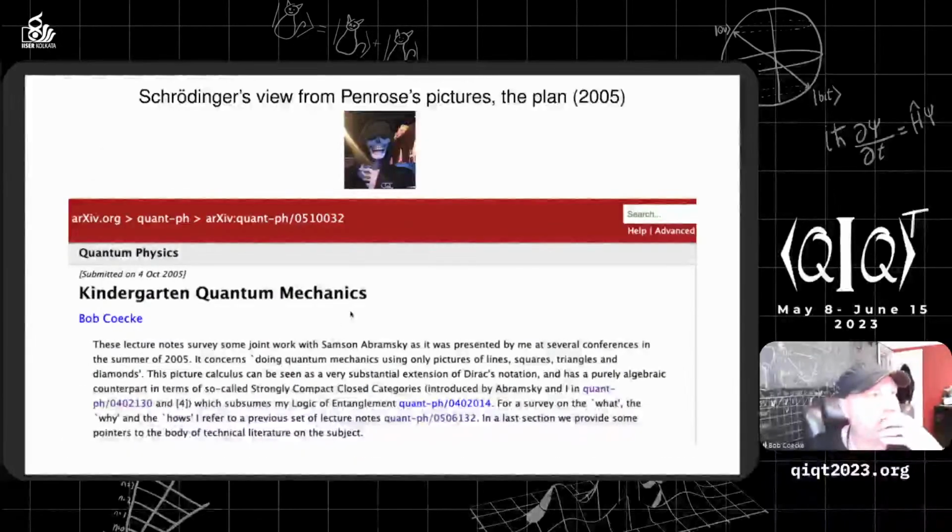And so I wrote a paper which was mentioned earlier, Kindergarten Quantum Mechanics, in 2005, which was pretty much the same content as the previous paper with Samson, but which was not formulated in terms of category theory, but rather in these sort of Penrose-like pictures. It was the same content, but now in Penrose-like pictures, so much more easily accessible to a broader audience.